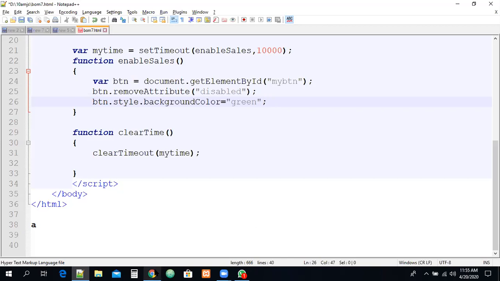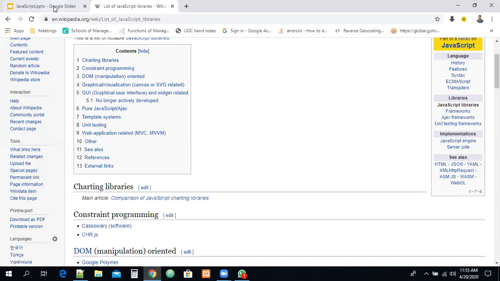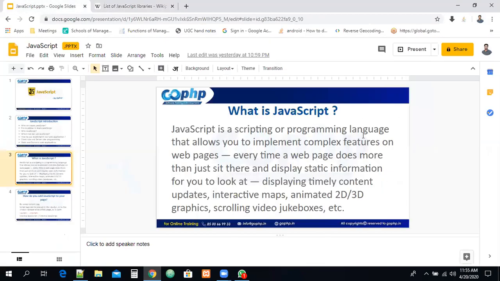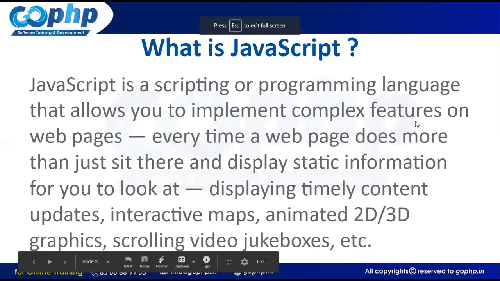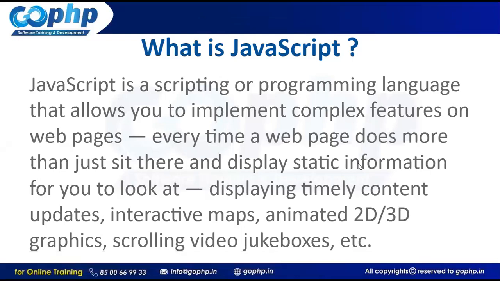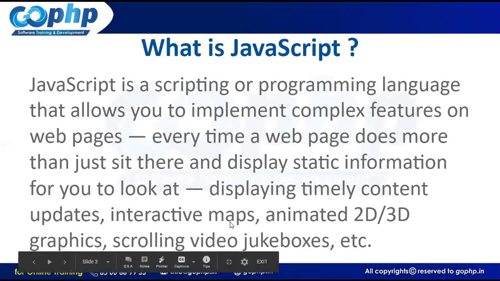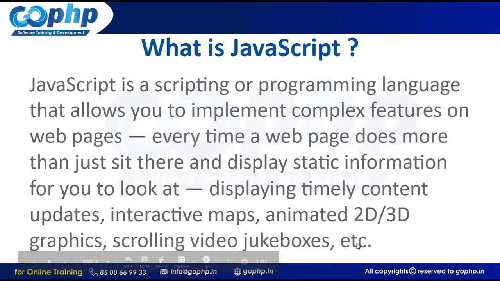First, I want to tell you the purpose of JavaScript exactly. Right here in this slide, we have a definition of what is JavaScript. What exactly will JavaScript do, guys? Here: displaying timely content updates, interactive maps, animated 2D and 3D graphics, scrolling video jukeboxes, etc. They have given some other examples here. This is the official definition. I got it from MDN, Mozilla Developer Network.